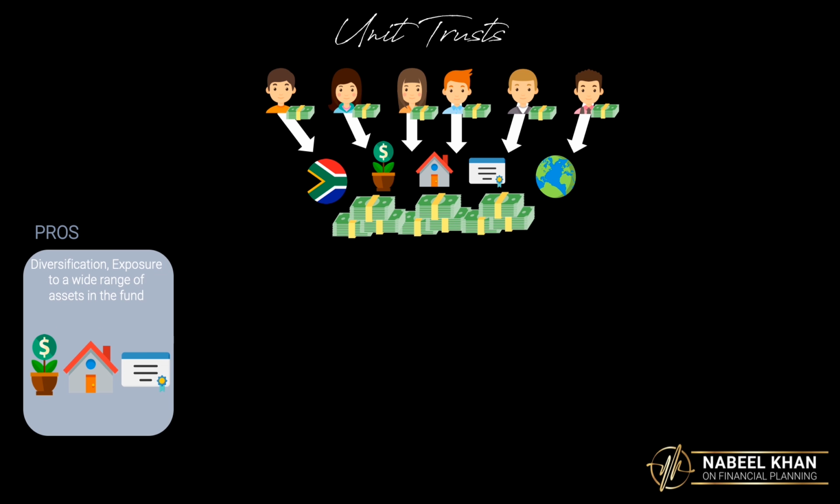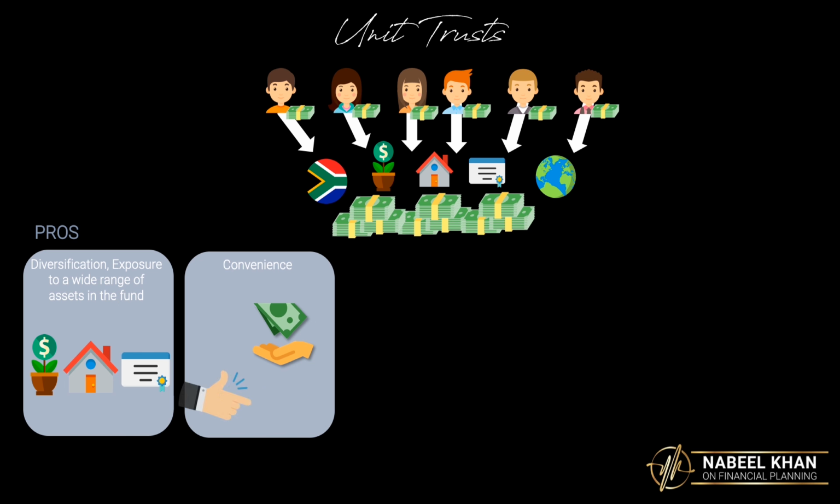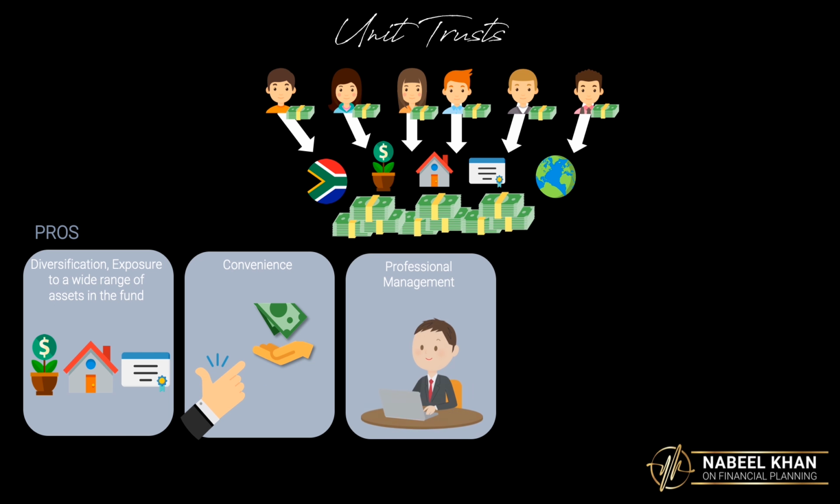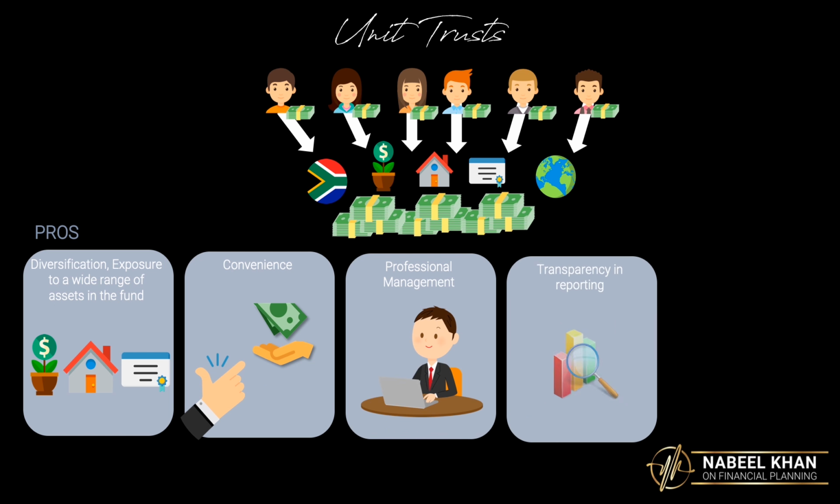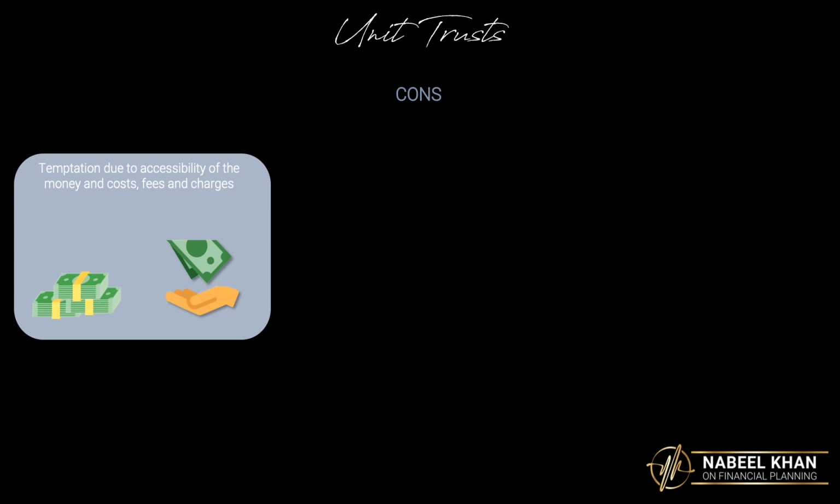Pros: diversification, exposure to a wide range of assets in the fund that smaller investors may not be able to get themselves because they buy units, not shares at the share prices, for example. Convenience, professional management, transparency in reporting, and accessibility. Cons: temptation due to accessibility of the money.